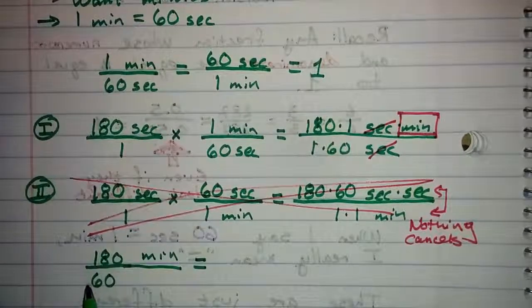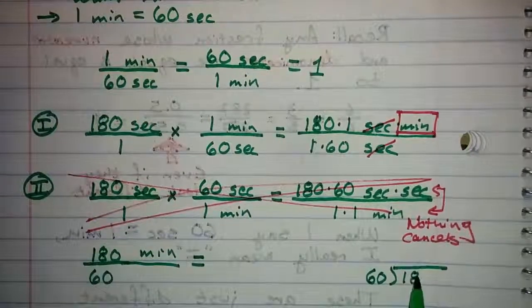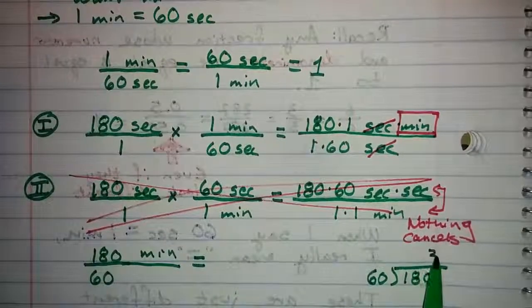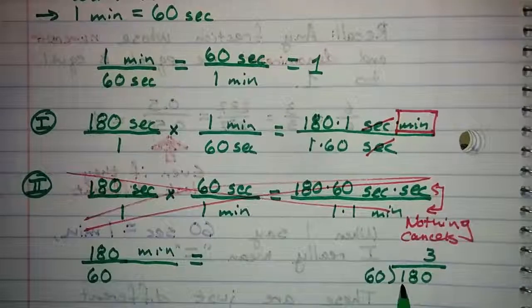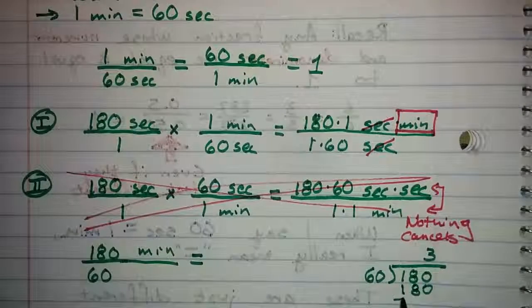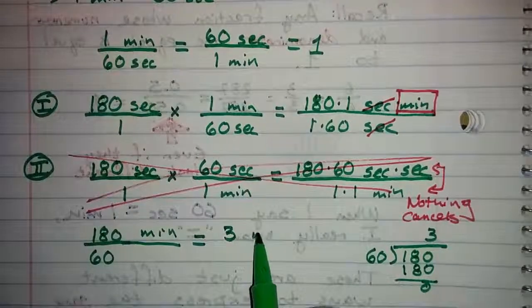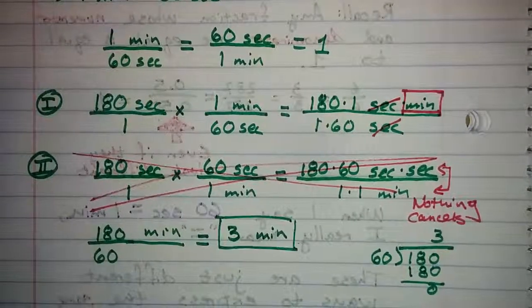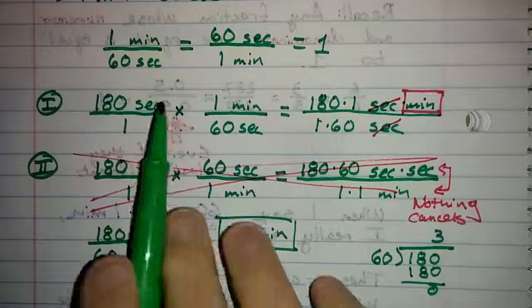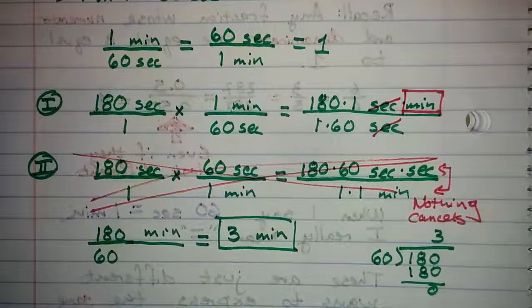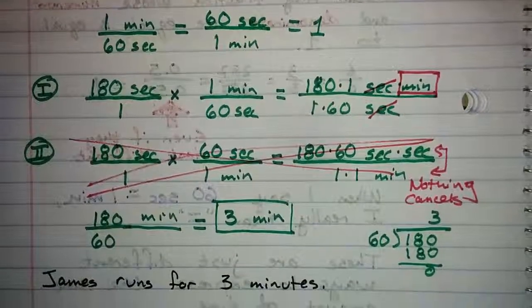Or simplifying this, I think I can just divide 60 into 180. I think that goes exactly 3 times, right? 3 times 6 is 18. So 3 times 60 is 180. Nothing left over. So this is just 3 minutes. That tells me that my 180 seconds was equal to 3 minutes. And so in my story, James runs for 3 minutes.